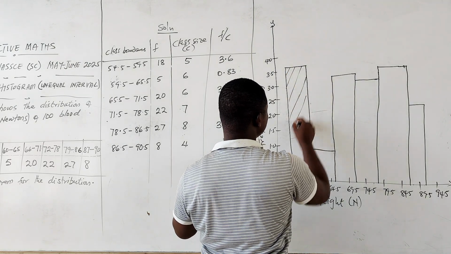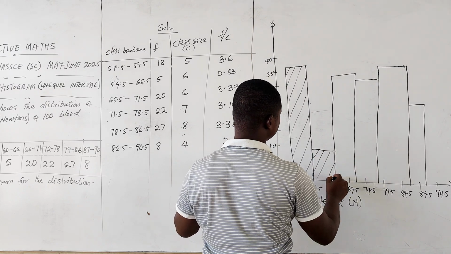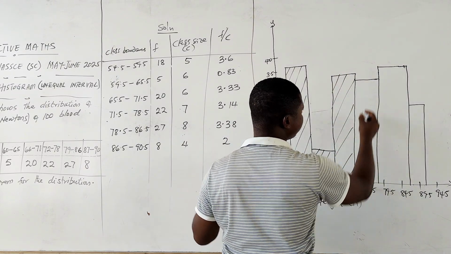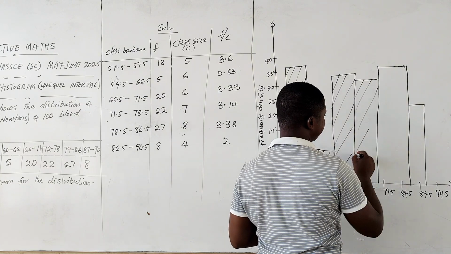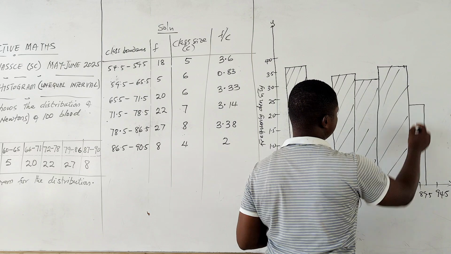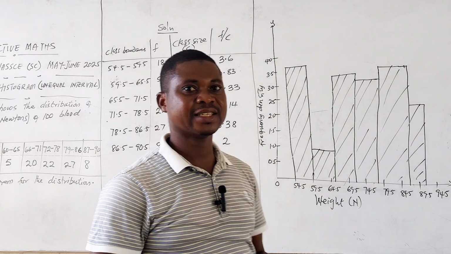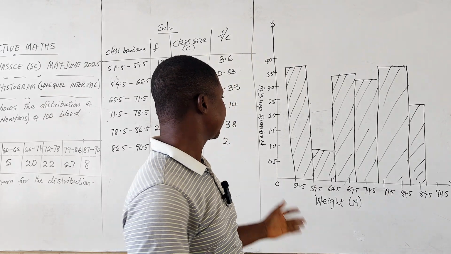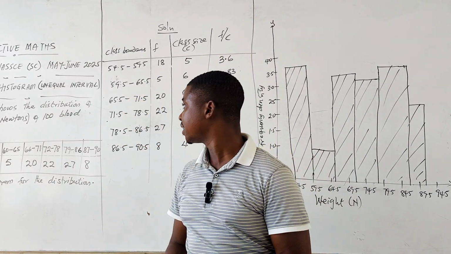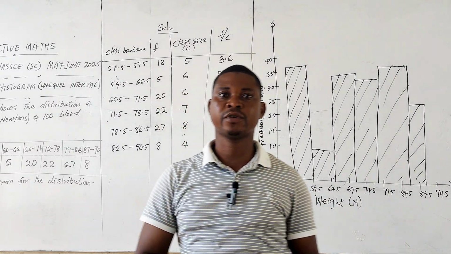After that, you can decide to shade. When you are using a graph book, to make it clearer, it's better you shade each of them. Definitely do it on graph paper to make it very clear for you. So this is our histogram, and this brings us to the end of question number 5 of WASSCE 2025 for Nigeria.